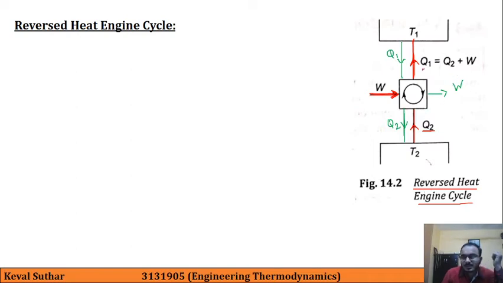and here as we can see, Q1 is equal to Q2 plus W, and in the previous case W was equal to Q1 minus Q2. So here the formula may remain the same, but now it is a completely different, reversed cycle. So this is a reversed heat engine.